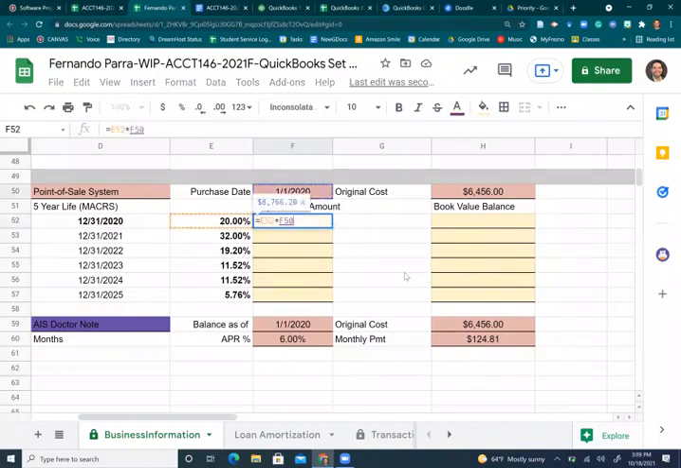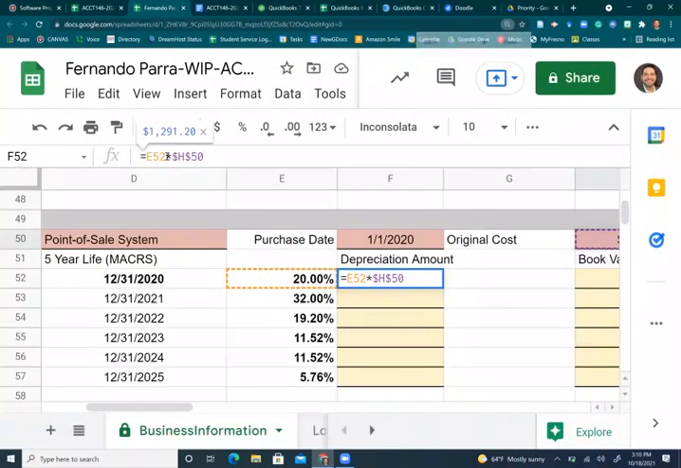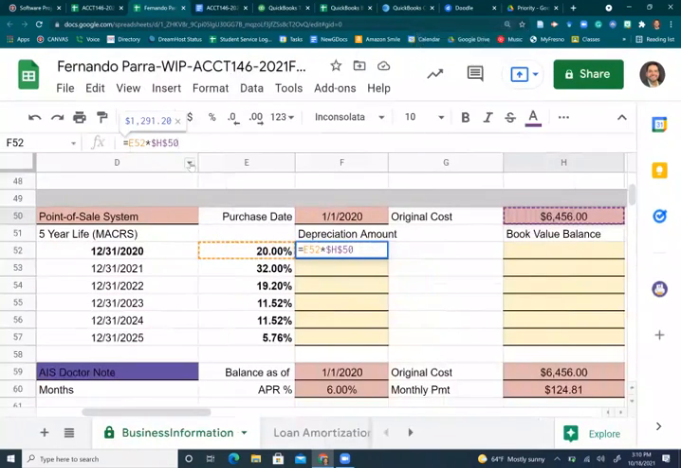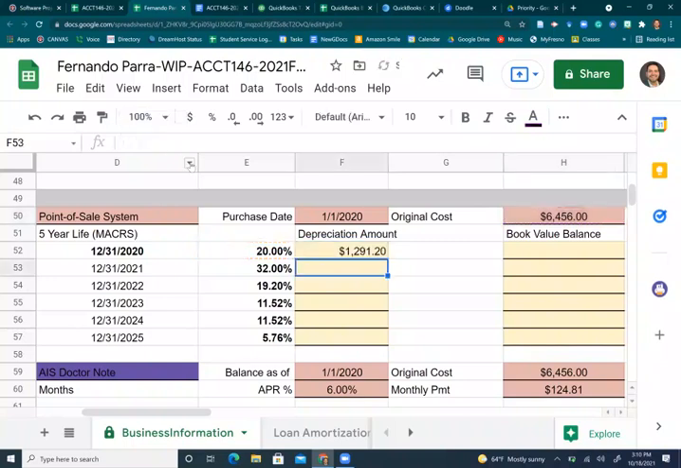20% of what, guys? What amount? Isn't that my original amount? 20% of my original amount, right? So let me anchor that so that I know that it's always going to be referring to H50. Yes? Can you see my formula on here? I'm grabbing this percentage, 20% times the H50, where is my book value. Yes? And I'm going to anchor because I'm going to use it more than once. And that's it. I should be able to just bring it down and I should have something like this.